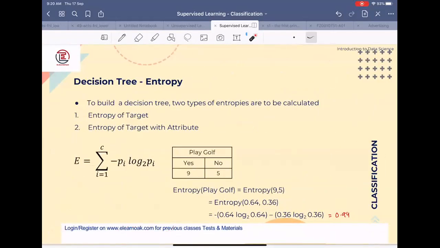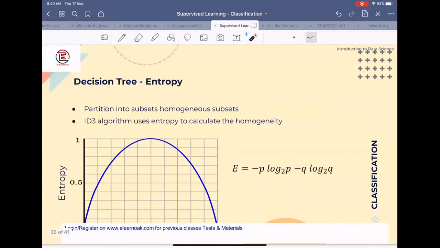So here we are trying to build a decision tree. I forgot one term here. For decision tree, we'll be using an algorithm called ID3. Again, I have forgotten what the full form for the ID3 algorithm is.